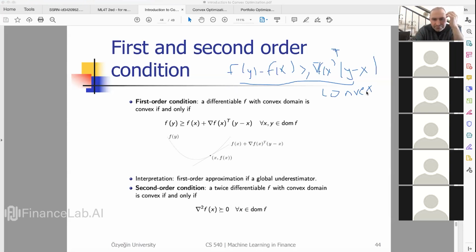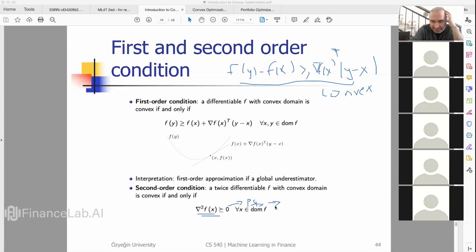So the first order approximation becomes a global underestimator, and the second order condition is basically that the Hessian matrix should be greater than or equal to 0. So the Hessian matrix should be positive semi-definite. So there are two conditions for convexity, first order condition and second order condition. The first order condition is f(y) minus f(x) should be greater than or equal to the gradient transpose times y minus x. And probably you have seen this in your calculus classes.